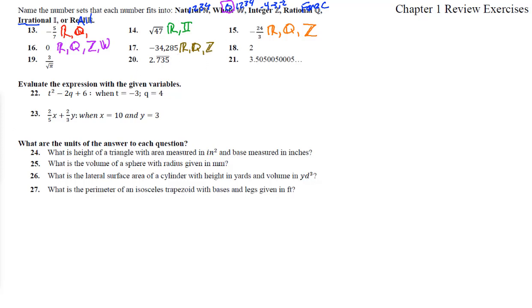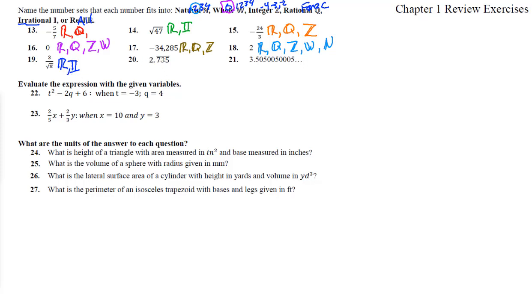Number 18, the number 2. Well, it's right here in the natural numbers, so it's going to be everything except irrational. So we get it is real, it is a fraction, it is an integer, it is a whole number, and it is a natural number. Excellent. 3 divided by square root of pi, that is definitely a trigger for, yeah, bad news. That is irrational. It is real, and it's irrational.